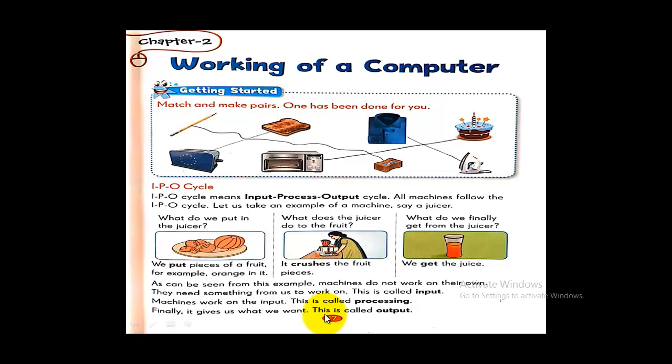So input process output means: input is what we put into the machine, then what is done by the machine is the process, and then what we get from the machine after processing is the output. I hope you understand this.